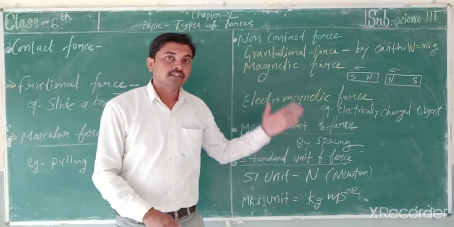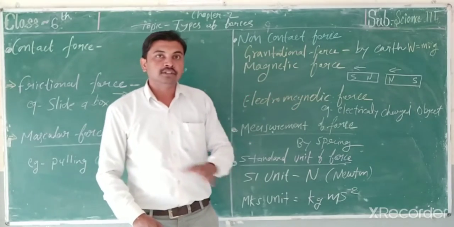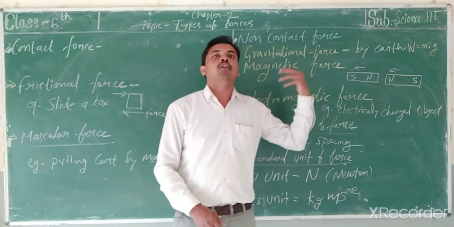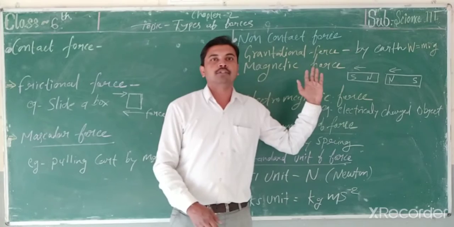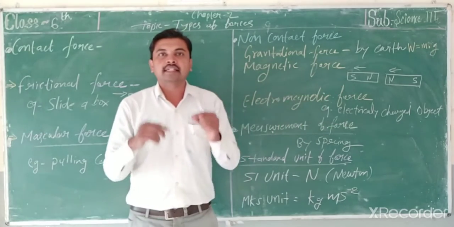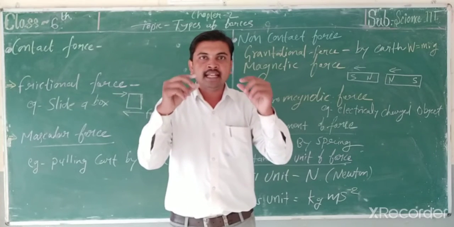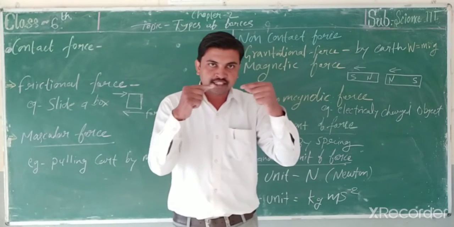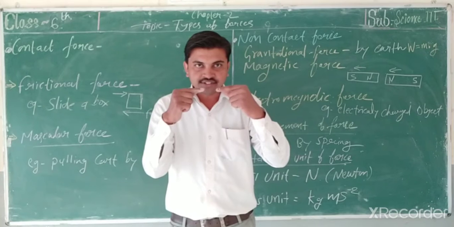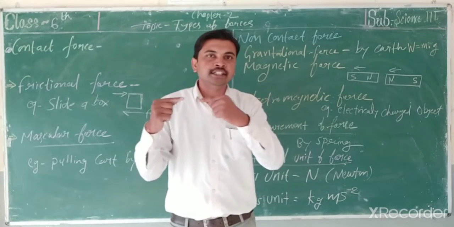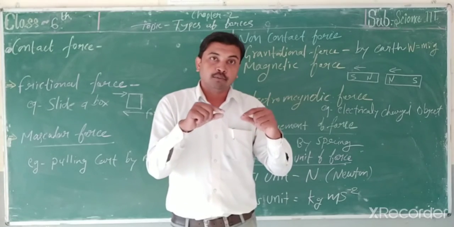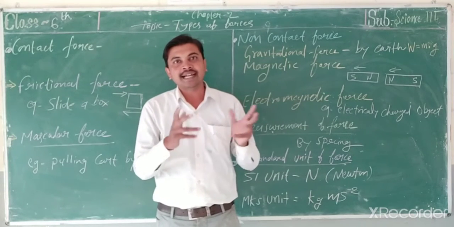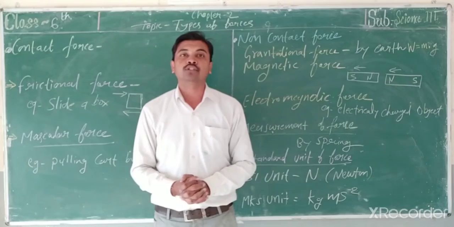On the other hand, the force in which there is no need to touch the object is known as non-contact force. For example, magnets. When we take the same poles of two magnets towards each other, we see that the same poles repel each other, and when we take different poles of magnets, they are attracted to each other. This type of force is known as non-contact force.